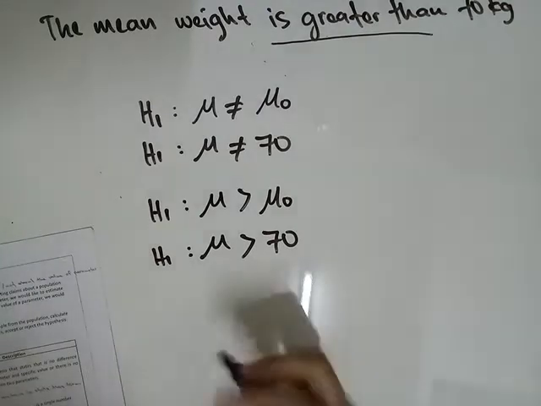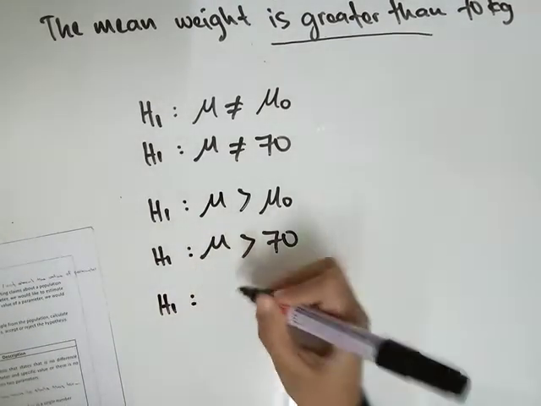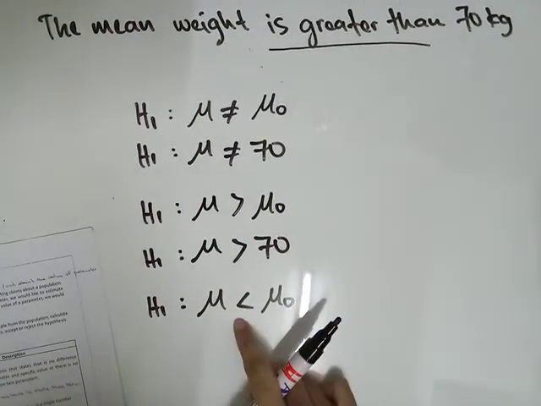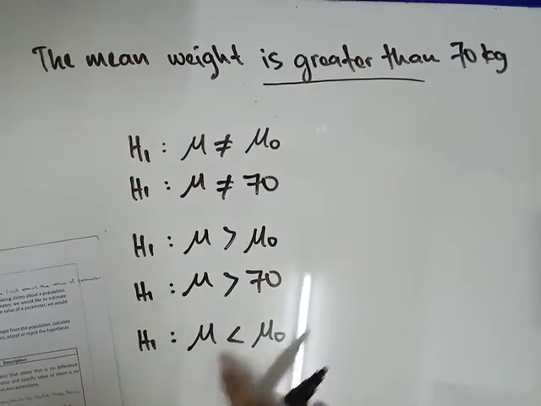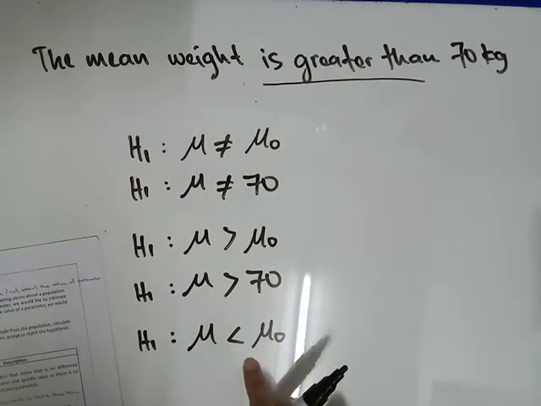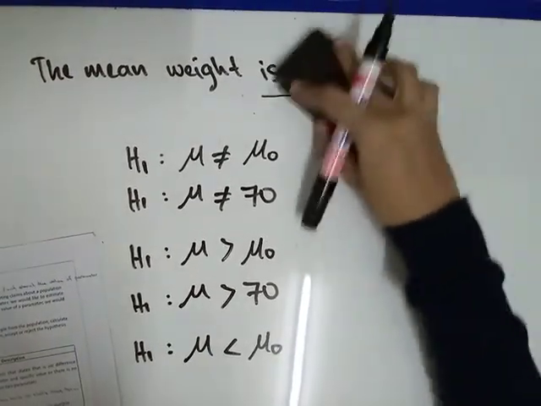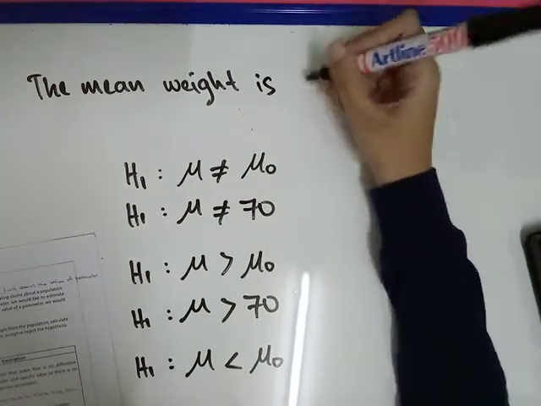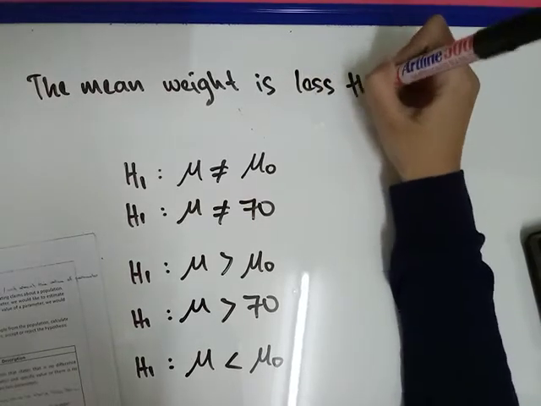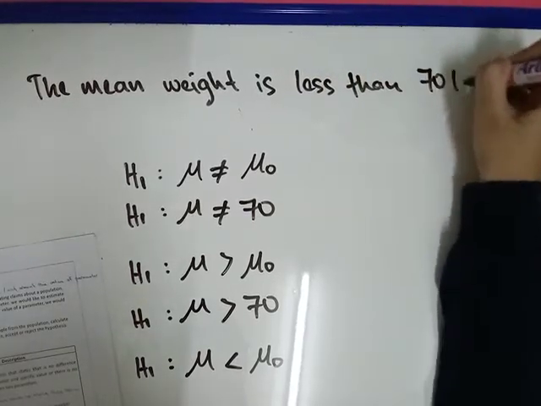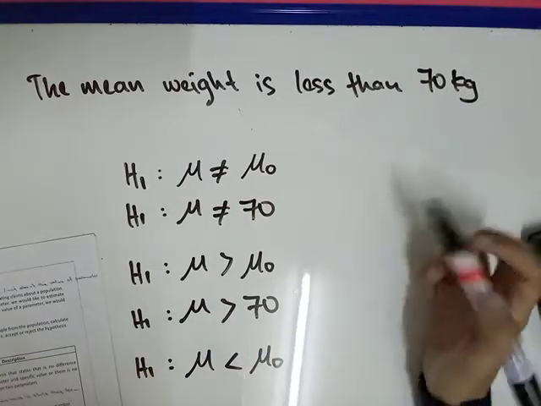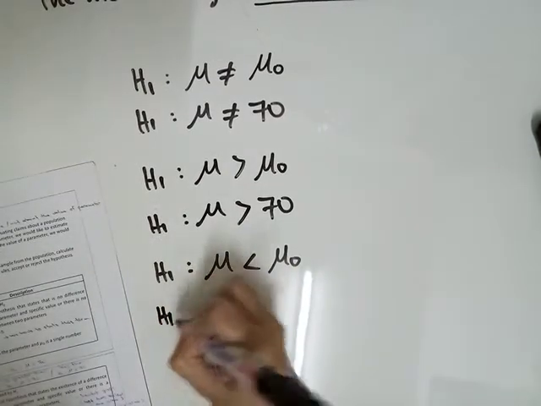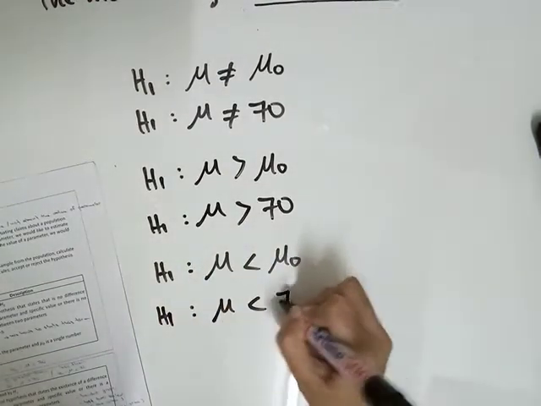Okay, and the last part, H1 can be denoted as mean less than mu naught. So how do we know that the mean is less than? How do we know when we denote H1 as mean less than mu naught? When the statement gives us the mean weight is less than 70 kg. Okay, so the keyword is less than. Therefore, H1 will be denoted as mean less than 70.